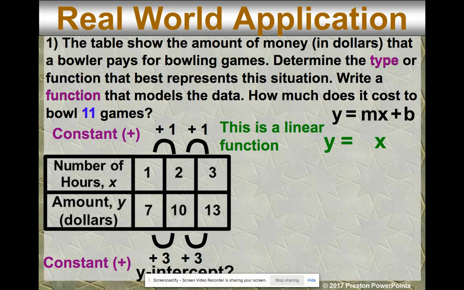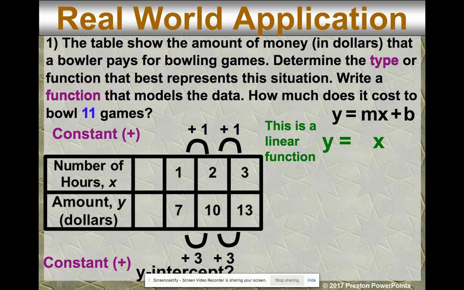And so because it's changing at a constant rate, let's look at that y-intercept and see if we can find it. Anytime your x is 0, that means your y is going to be your y-intercept. So our y-intercept is going to be plus 4.